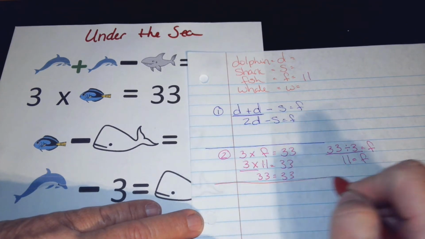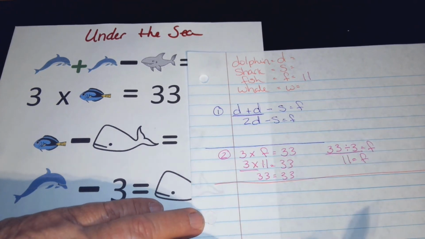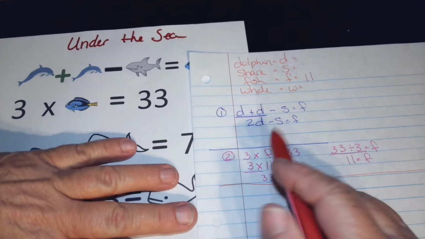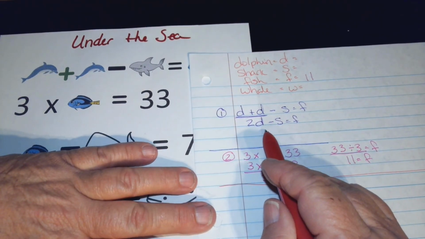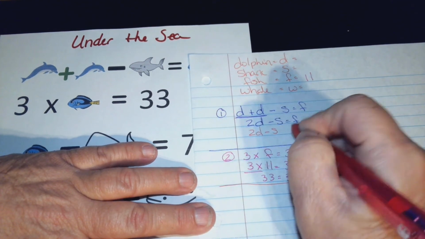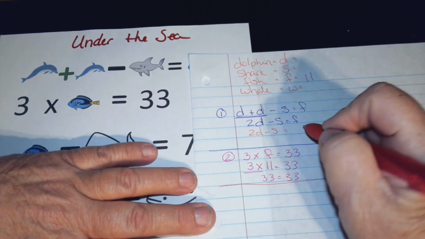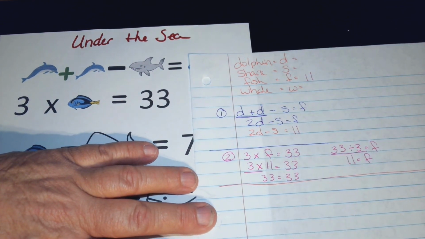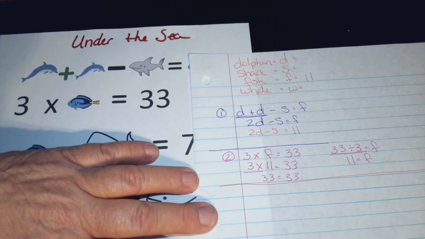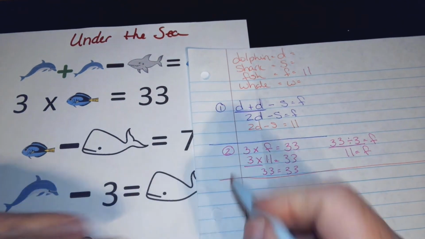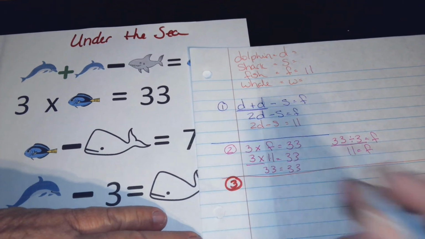All right, I've solved equation 2, and I figured out the value for the fish. Now, that helps me to go back up here, and I know that 2 dolphins reduced by a shark better equal that fish, and I found that fish is 11. So hey, I got a little bit of that one solved. Yay! Okay, so now I'm going to go on to equation number 3.